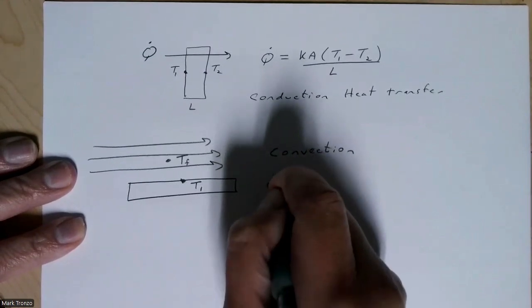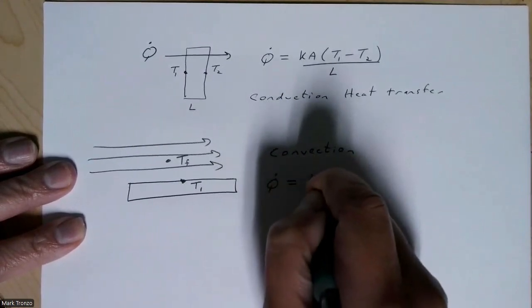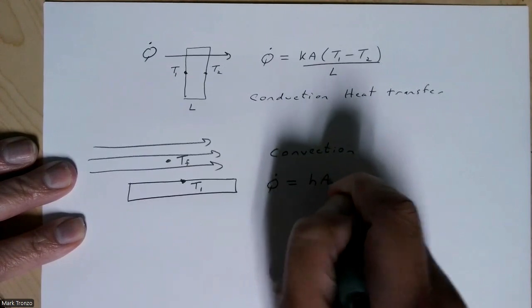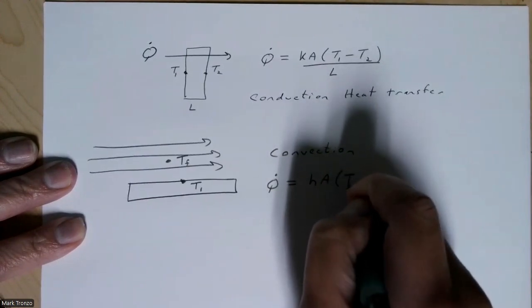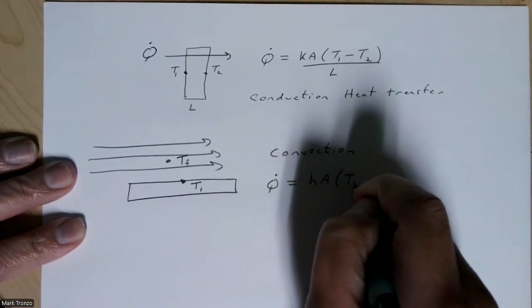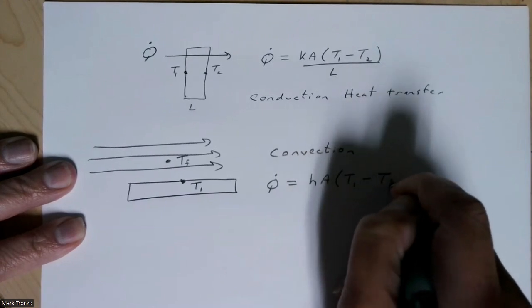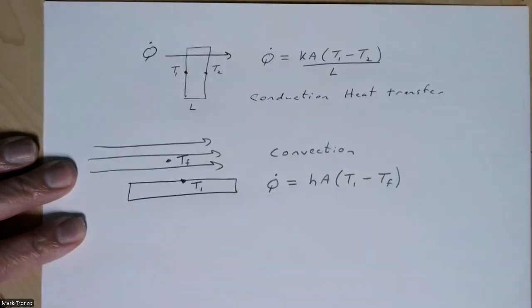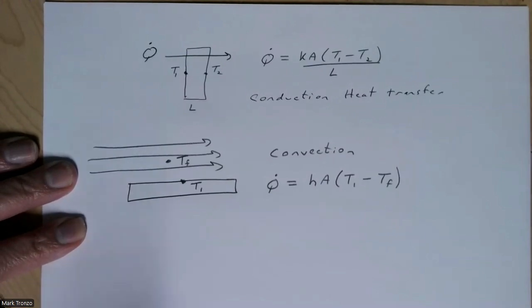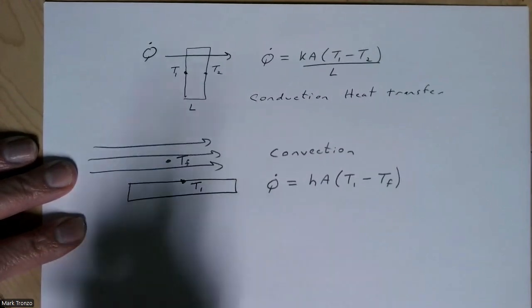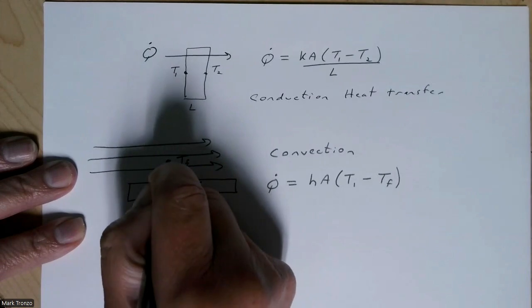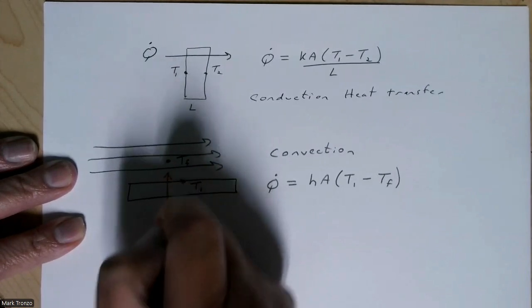that the heat transfer rate is going to be hA(T1 minus TF), like this. So once again, we're assuming the heat is transferring up this way.